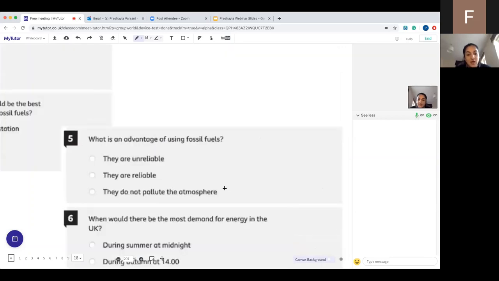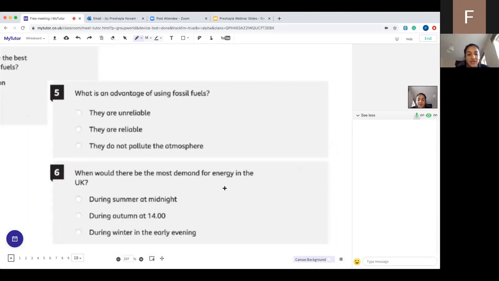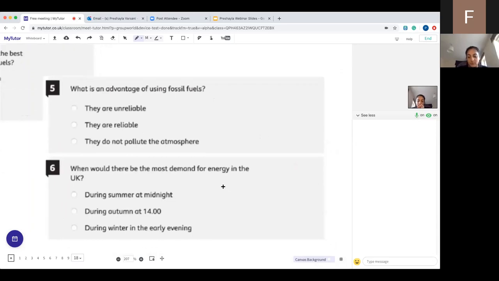What is an advantage of using fossil fuels, and when would there be the most demand for energy in the UK? Okay, so the advantage of using fossil fuels is that they're reliable. And when would there be the most demand for energy in the UK? During winter in the early evening, because we need more light and we need more heat.